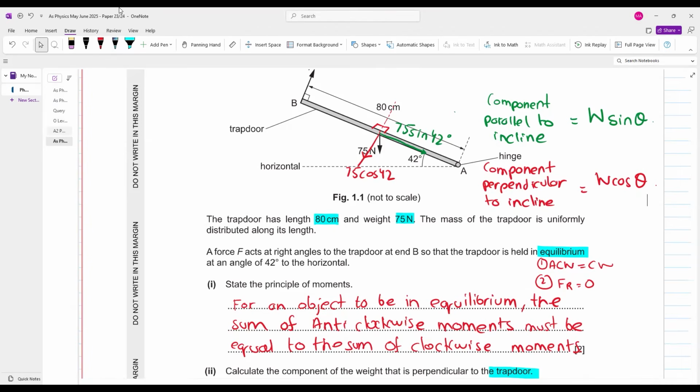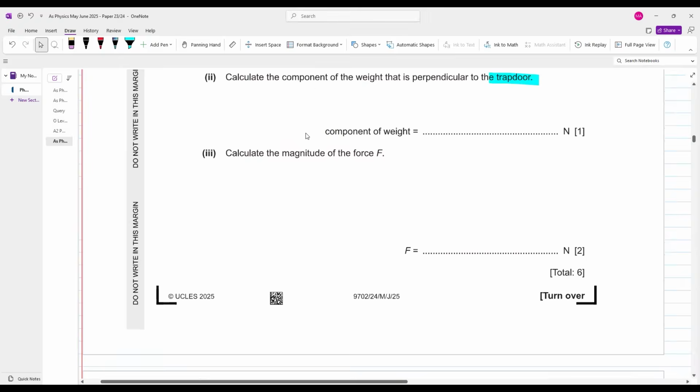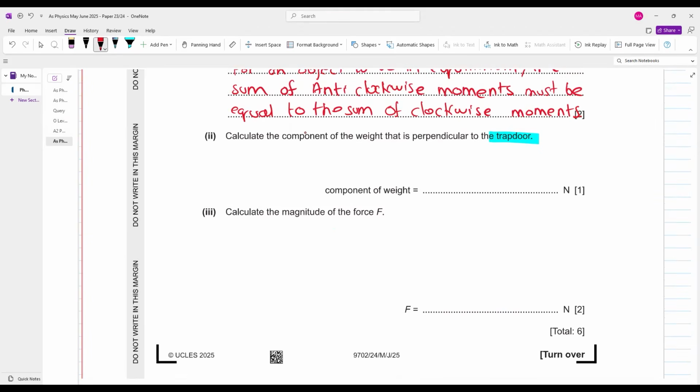So you have to calculate the component of weight that is perpendicular to the trapdoor. How will you calculate that? 75 cosine 42. Can any genius in the chat tell me the answer? Put 75 cosine 42 into the calculator. Your answer comes out to be 56 Newton.